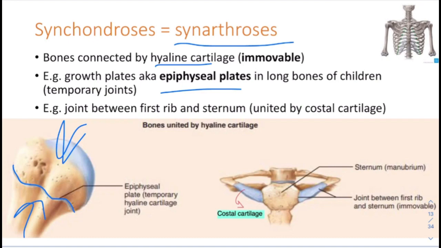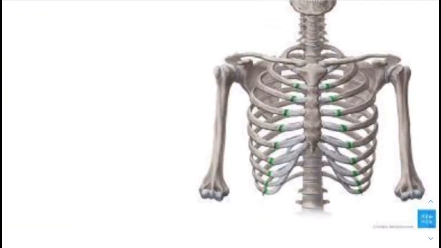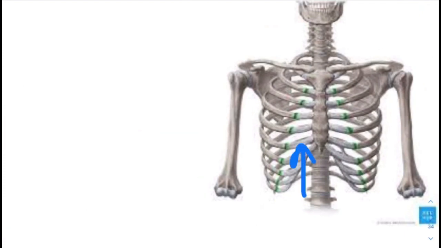And then the joint between the first rib and the sternum, for example. So here we have the first rib, and then this is the sternum. This is basically costal cartilage. We call it a costochondral joint. So costochondral joints are also considered synarthroses, and it's basically hyaline cartilage. So right here, these are costochondral joints.